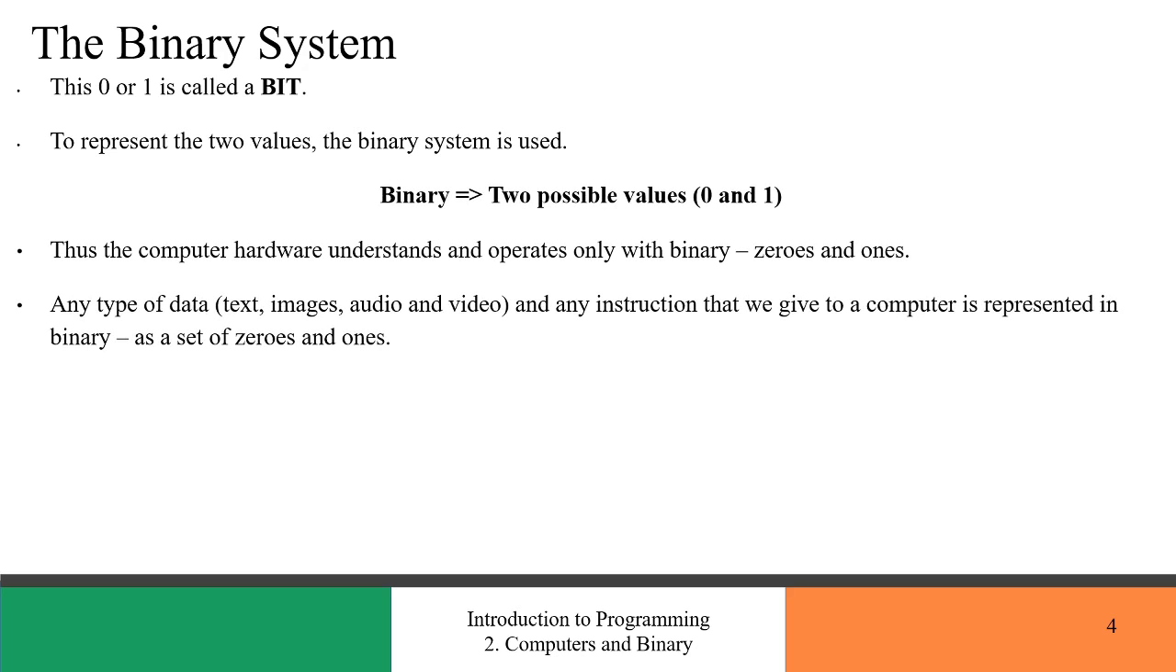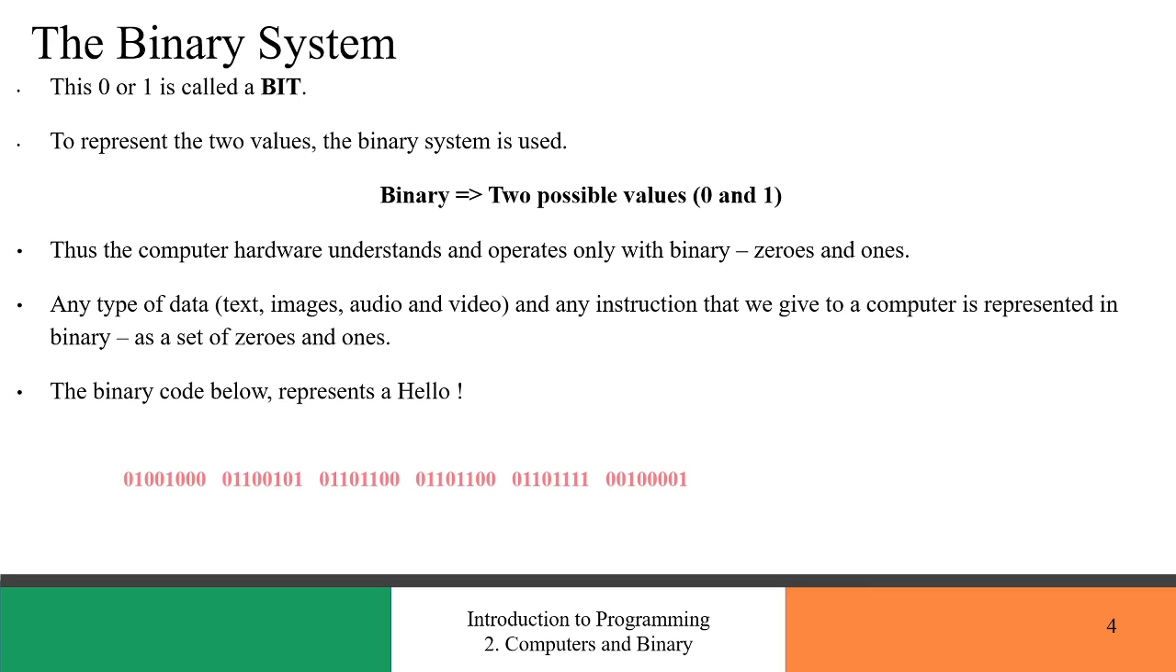Any type of data, be it text, an image, audio, or a video, or any instruction that we give to the computer, is ultimately represented in the binary form as a set of zeros and ones. For example, hello is represented in binary form as this.